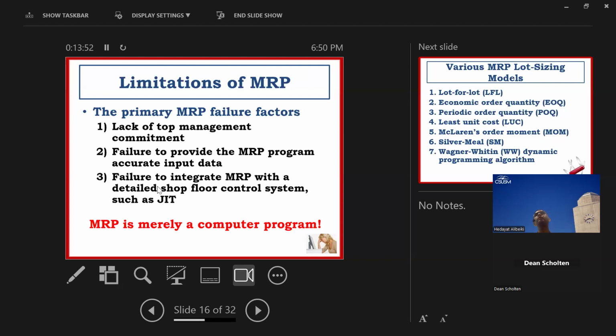MRP actually works best when you have 99% accuracy on your inventory information. It also doesn't like fluctuations in demand, right? When I say fluctuations in demand, you can have different forecasts for demand, but if it changes from one week to another without notice, then that's a problem. It's going to be hard to use that.